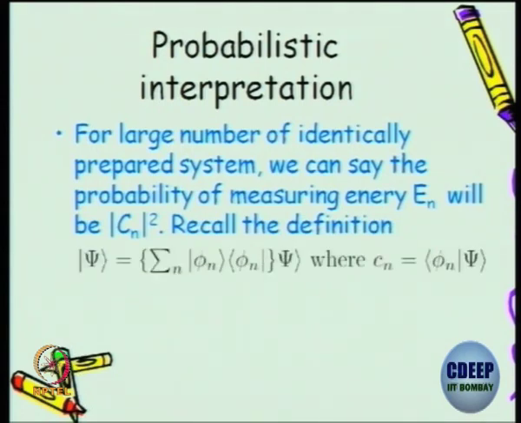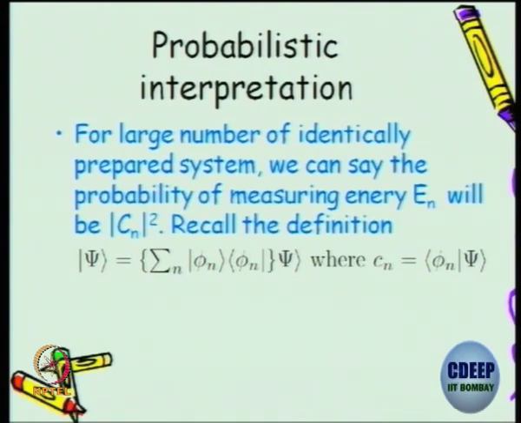So recall the definition of psi. You just insert an identity operator, which is in parenthesis here, on the same psi. And then the coefficient Cn is nothing but the inner product of phi n with psi. Everybody with me?